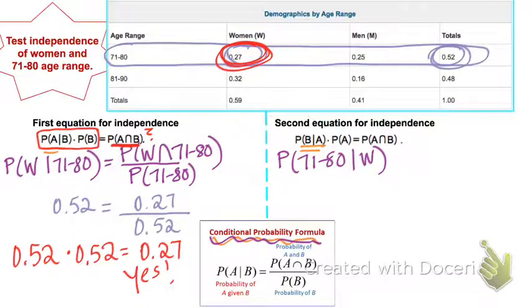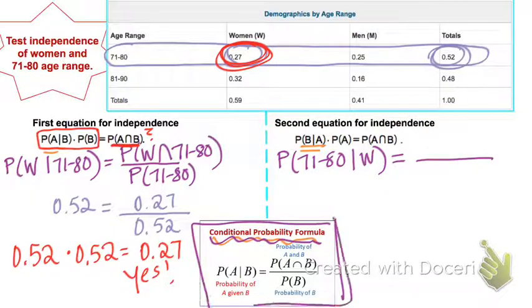So now let's do the one here on the right. So probability of being 71 to 80 given you're a woman is, we substitute into this conditional probability formula, you put the probability of being a woman in the denominator, whatever you're given, and the numerator would be 71 to 80 and being a woman. So we have to calculate this so we can substitute it into the equation.